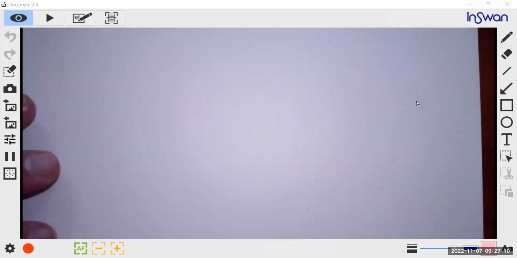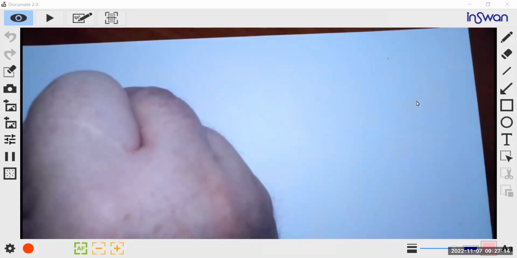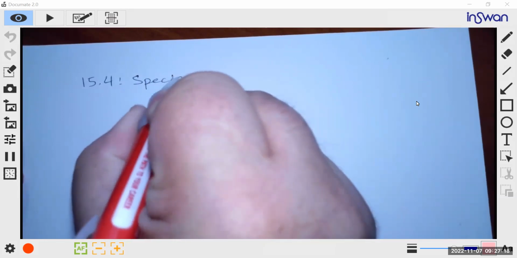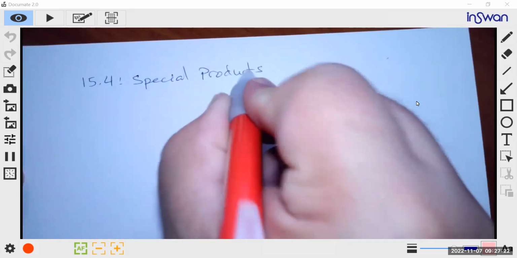The next section, section 4. Special products.